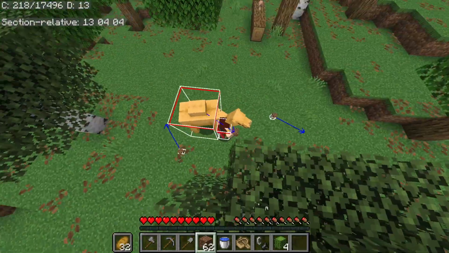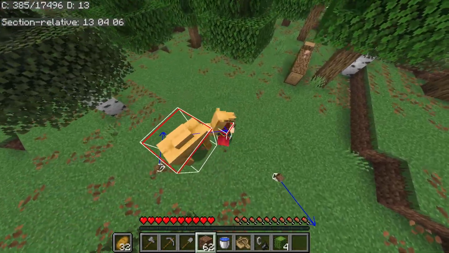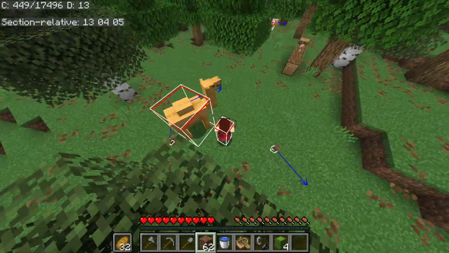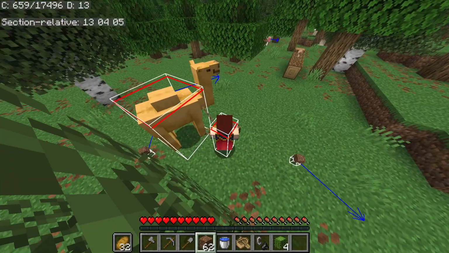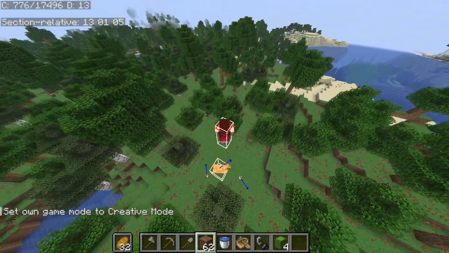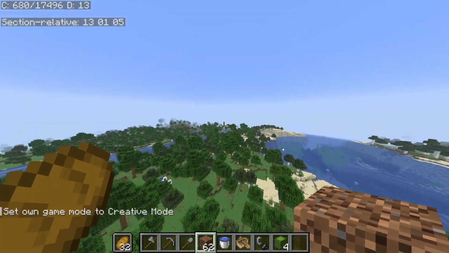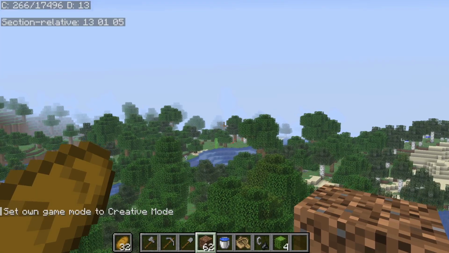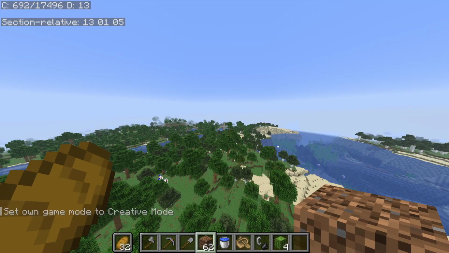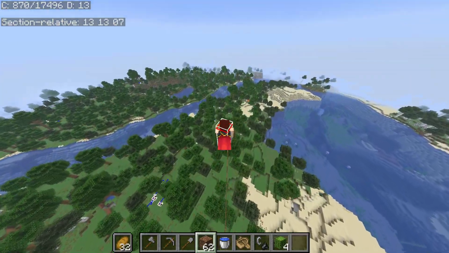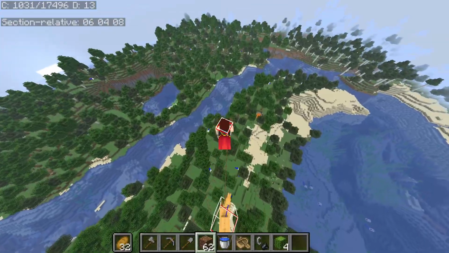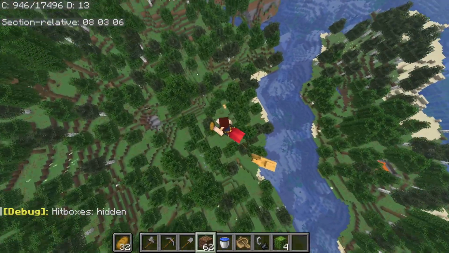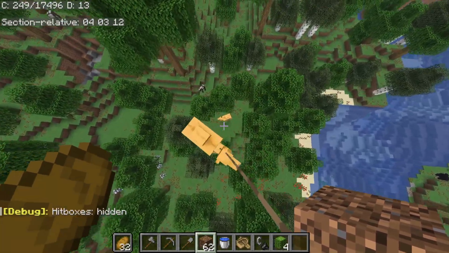If I stand in the middle and go this way, then I should go directly to the camel, and remember that it is 13 chunks away. So it's 13 chunks in this direction. And let me go in creative. So if I look at the horizon over here, that is about 13 chunks away, so I'll go about over there. Remember those rose bushes. Let's go over there and see if we can find a camel. And there it is. This is the camel that we scanned.